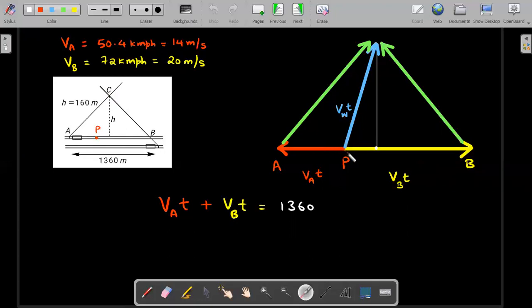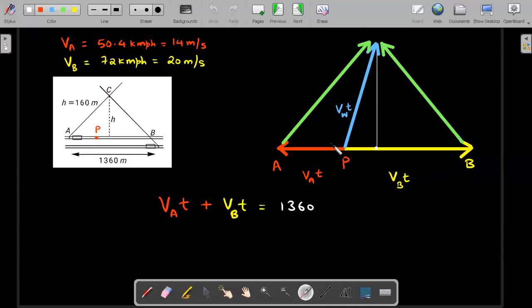So I borrowed this point P, which was the meeting point in the past, and you could see after time t, the train A would have traveled PA in the leftward direction, VA into t, and train B would have traveled VB into t in the rightward direction. And the puff of smoke that came from each one of them in the past would have traveled along the wind and met at this point C. This is your point C. Okay, so this is the logic behind drawing this diagram.